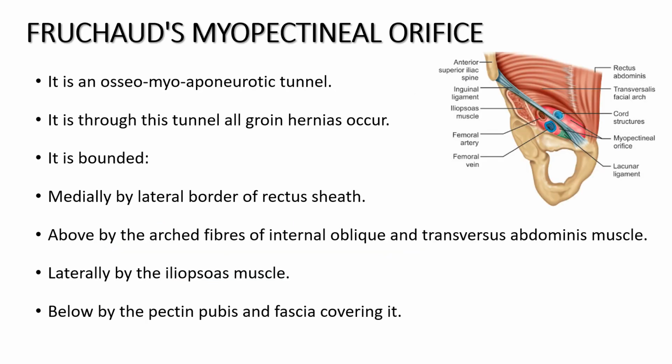Now next is Fruchaud's myopectineal orifice. It is an osteomyofibrous tunnel. It is through this tunnel that all groin hernias occur. It is bounded medially by the lateral border of the rectus sheath, above by the arching fibers of the internal oblique and transversus abdominis muscle, laterally by the iliopsoas muscle, and below by the pecten pubis and the fascia covering it.